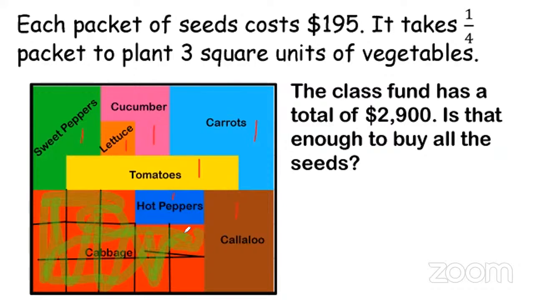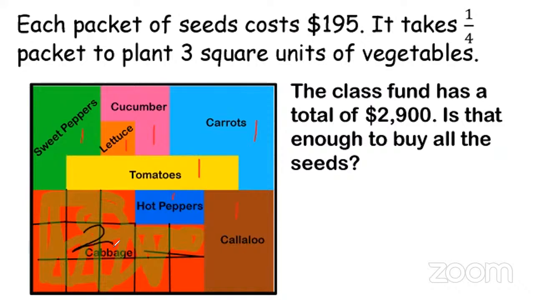Yes, Miss. Right, and that takes up 1 packet, but we have 1 more square unit here. So what does that mean? Miss, we're going to have 2 packets of seeds for cabbage. Definitely. So we need 2 packets of seed for cabbage. So we're going to write our 2 packets here. So we need 2 packets for cabbage.